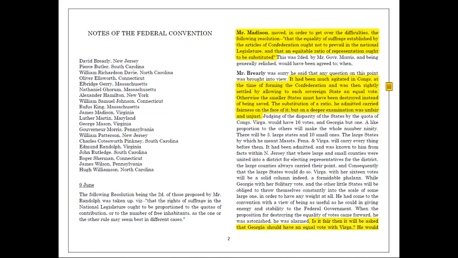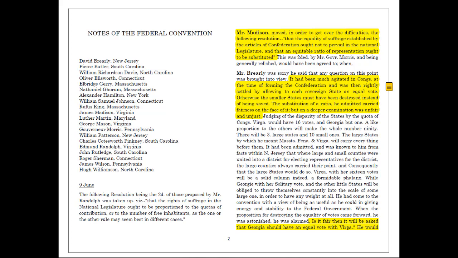So let's pick up on the bottom of the left-hand column of page 2. Madison's notes read, "The following resolution, being the second of those proposed by Mr. Randolph, was taken up, to wit, that the rights of suffrage in the national legislature ought to be proportioned to the quotas of contribution or to the number of inhabitants, as the one or the other rule may seem best in different cases." There's a little bit of debate that I've edited out for you, and then Madison himself intervenes to propose this amendment to Randolph's proposal at the top of the right-hand column of 2.